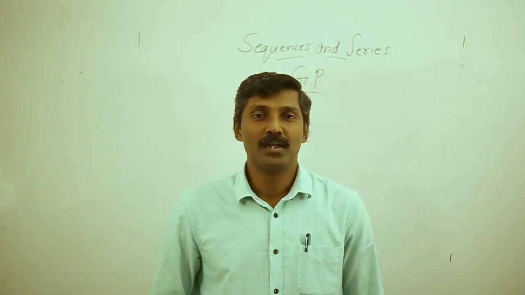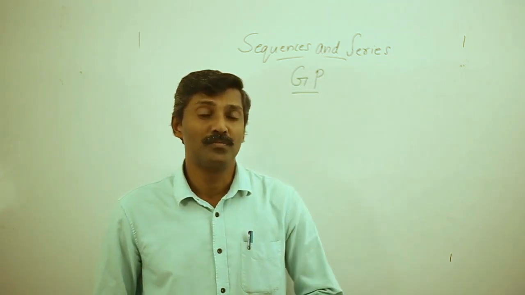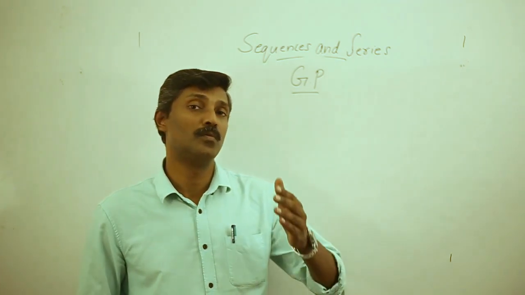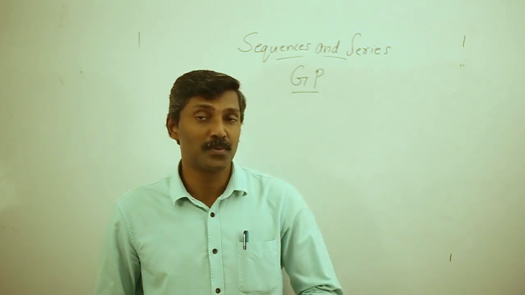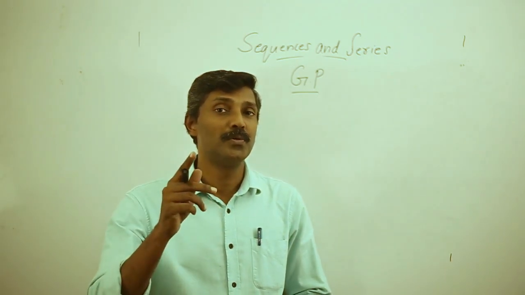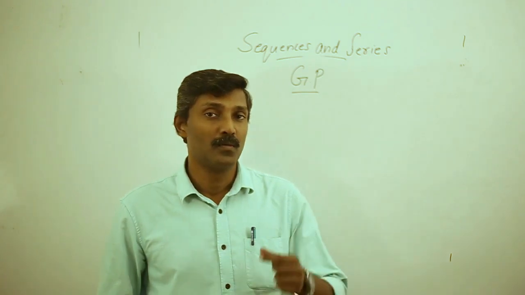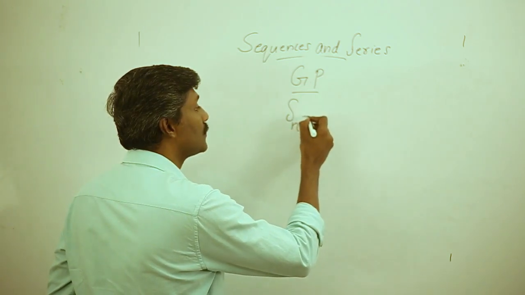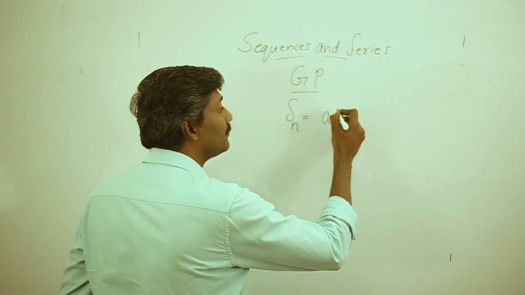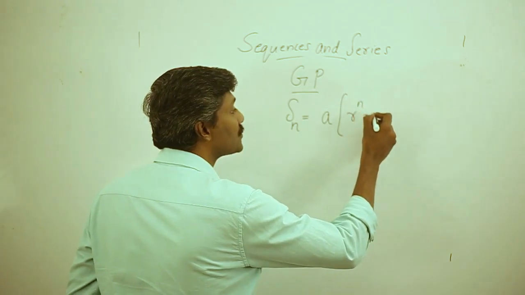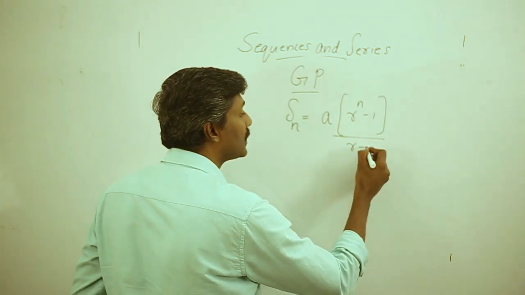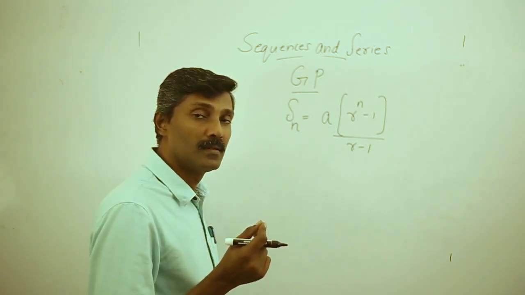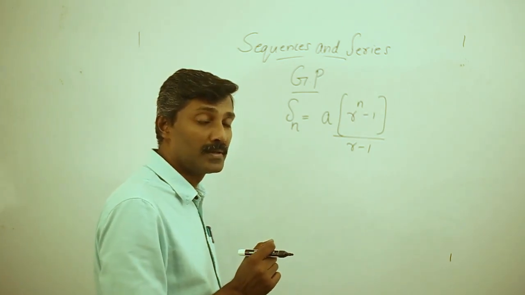Clear? Now that we have learned the nth term of a GP, let's see what is the sum of the n terms of a geometric progression. You remember what is the sum of n terms of an arithmetic progression? n by 2 into 2a plus n minus 1 into d, right? Now let's see the sum of n terms of a geometric progression. We write Sn is equal to a into r raised to n minus 1 divided by r minus 1. So r can be either greater than 1 or less than 1. It can be a fraction also.